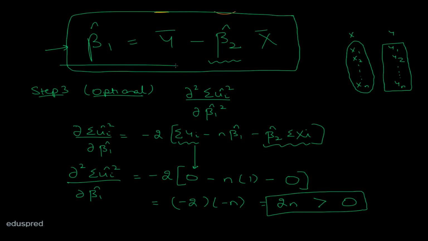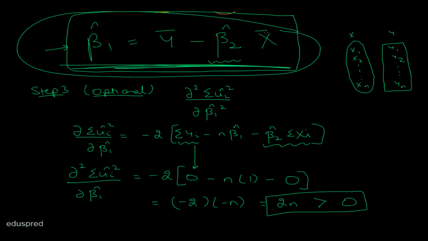That means the expression that we have found for beta 1 hat is indeed minimizing summation of ui hat square and not maximizing. Okay, so this is all for this video. The purpose of this video was to get this formula for beta 1 hat. Now in the next video, we are going to solve for beta 2 hat.